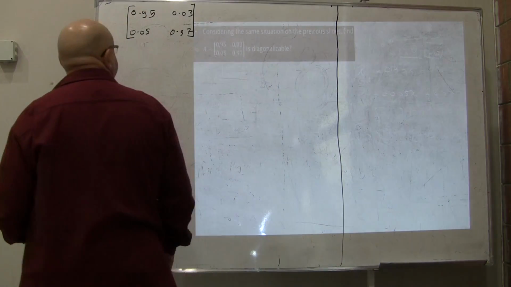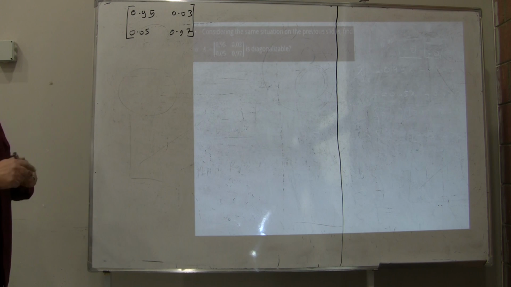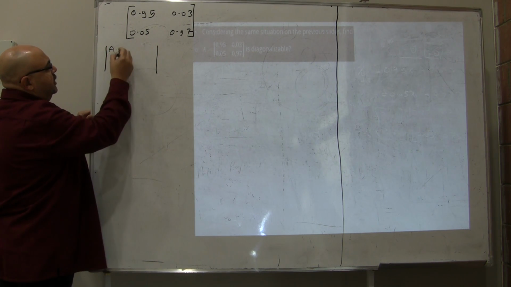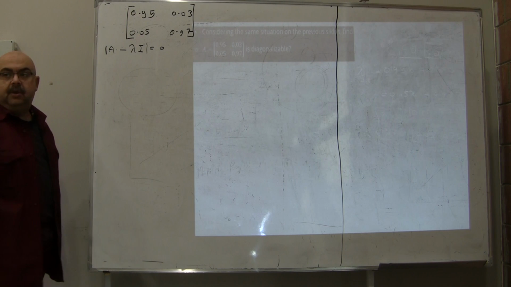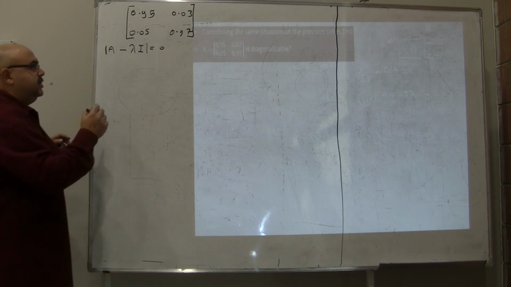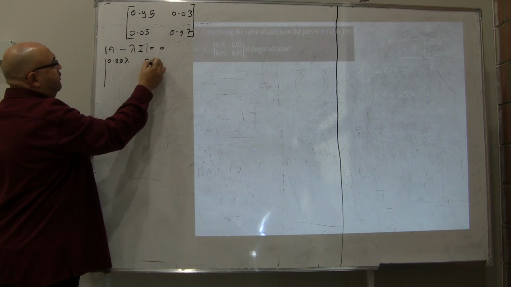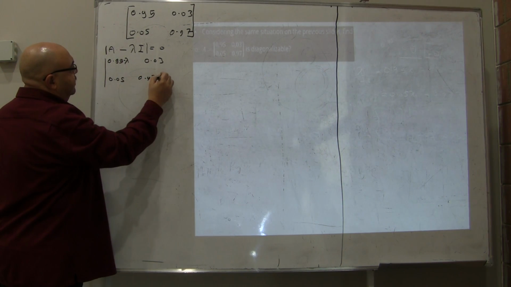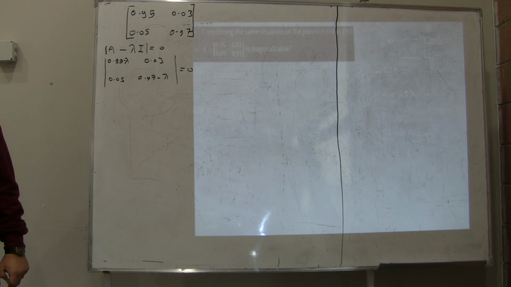If I want to evaluate these values, it's going to be really very simple. All I have to do, as you know, is solve the characteristic equation, which is the determinant of A minus lambda I equal to 0. If you substitute in this equation, Mr. Omar, we have a determinant with 0.95 minus lambda, 0.03, 0.05, and 0.97 minus lambda inside, and the value is equal to 0. This is going to represent an equation. How do you evaluate this determinant?